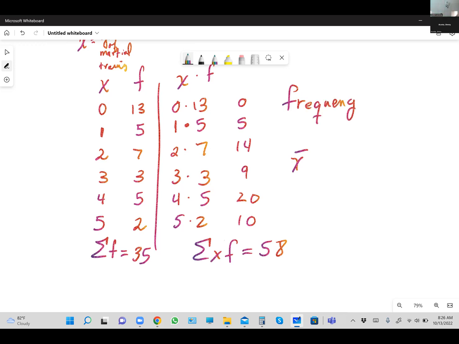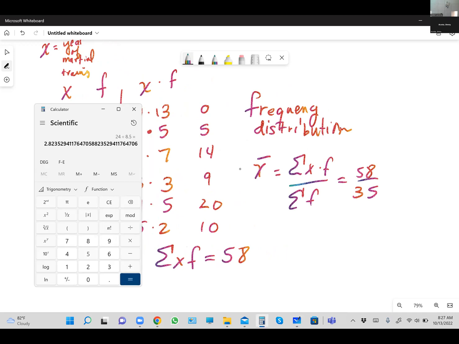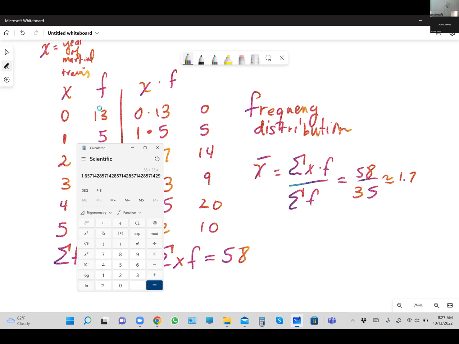I want to find the mean for my frequency. This is called a frequency distribution. I would take the sum of x times f divided by the sum of f. So it's 58 divided by 35. Now I take my calculator. 58 divided by 35. The average amount of years is 1.6, approximately 1.7. I'll just write 1.7 years. I could have gone 1.66, but I decided on 1.7. Doesn't matter.